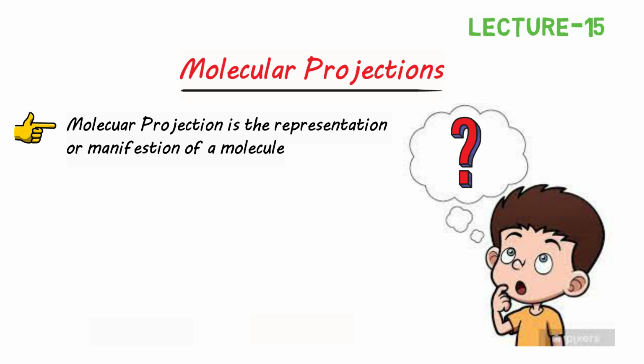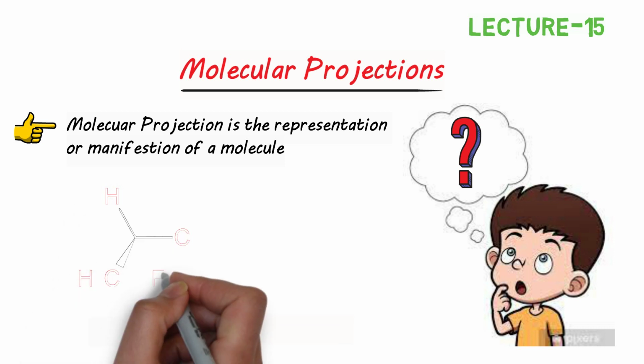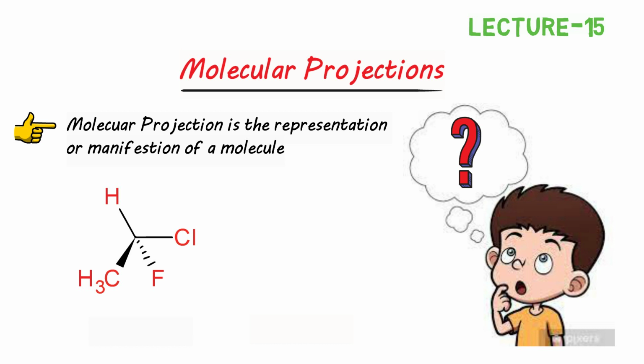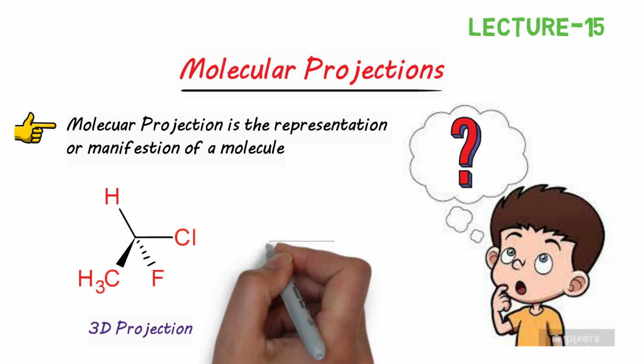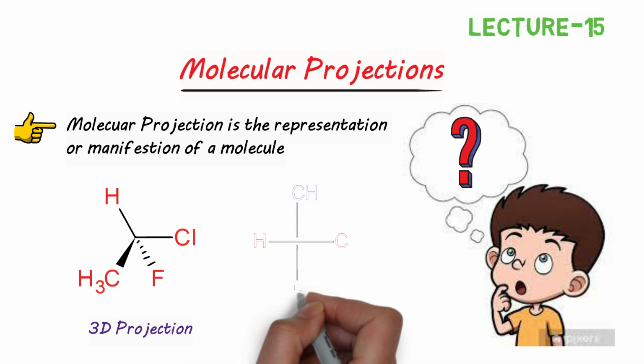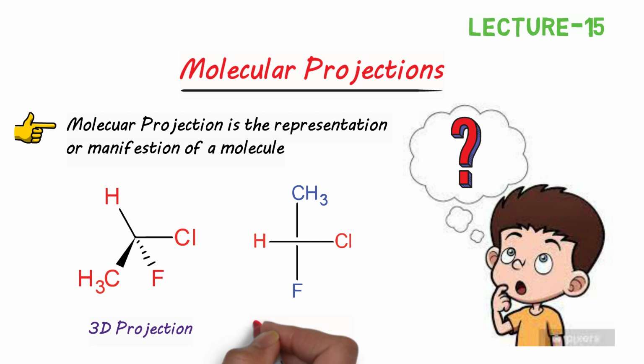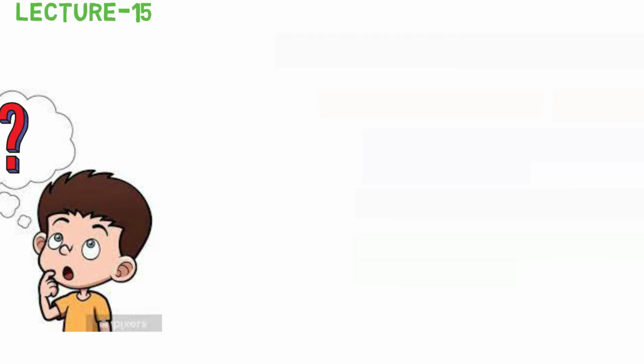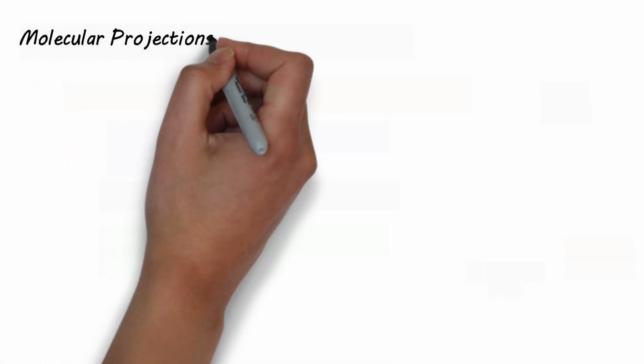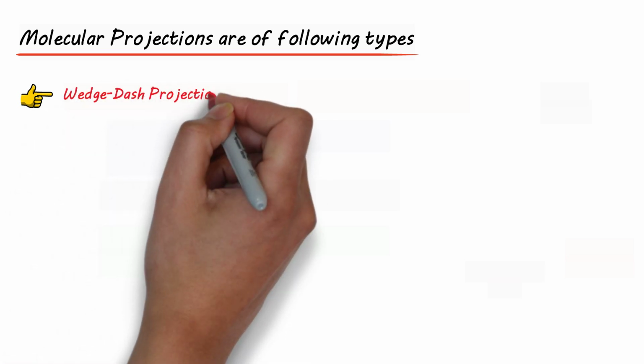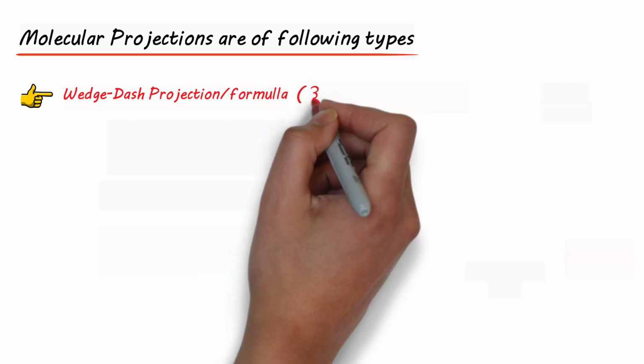For example, we have two structures over here. The first one is a 3D projection or representation of a molecule, while the second one, that is the cross lining, which are perpendicular to each other, is a 2D way of representing a molecule. Now, how many ways can we represent this molecule? We have the following types. Number one is wedge dash projection or formula. This is a 3D representation of a molecule.